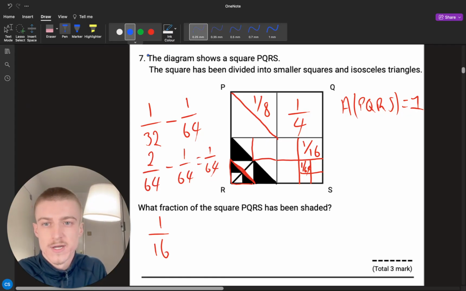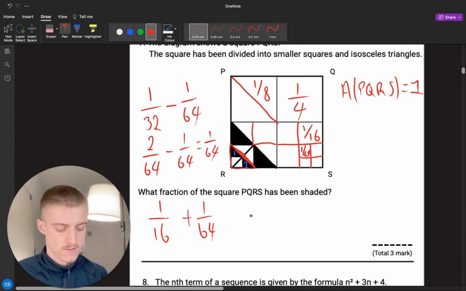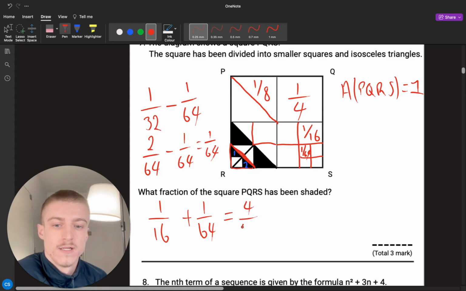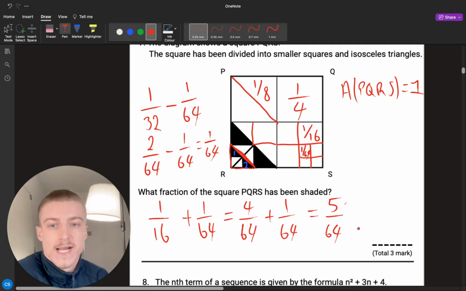So these 2 triangles down here add up to 1/64. So if we add all that together, 1/16 add 1/64, we can multiply that first fraction by 4/4, which gives us 4/64 plus 1/64, which gives us 5/64 for the total shaded area of this square PQRS.